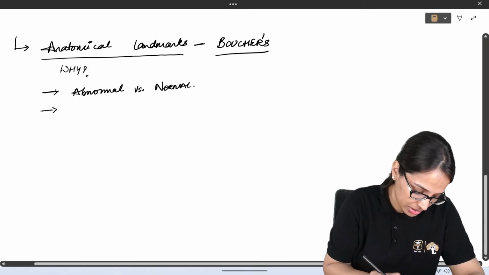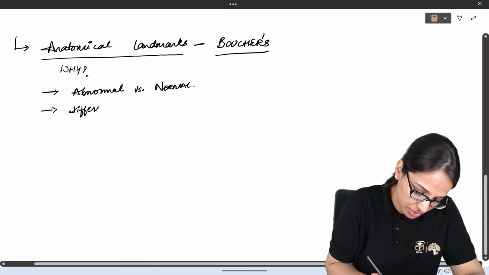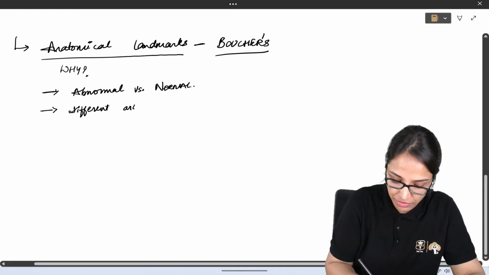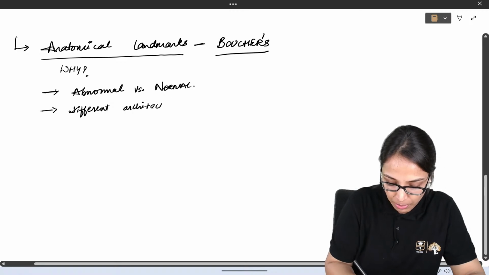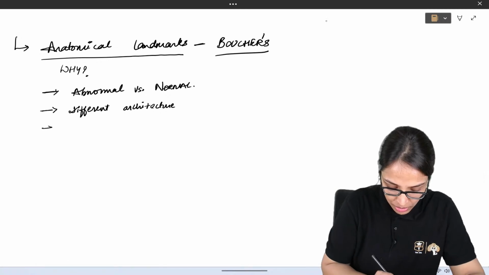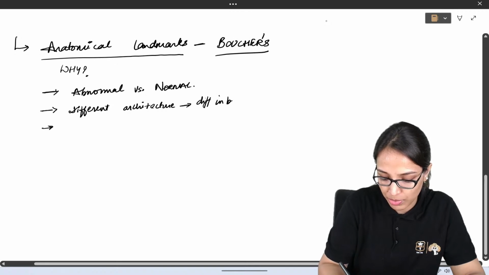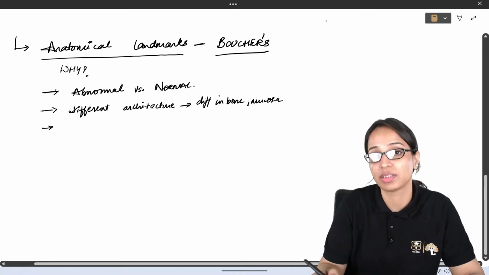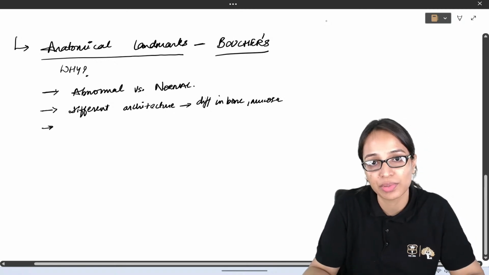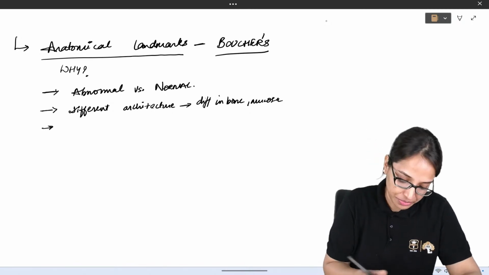Second important reason is to study the different architecture of structures present in the mouth. If you notice, there are various supporting, limiting, relieving structures present in the mouth. All of them have different architecture because they are made of difference in bone as well as mucosa. Somewhere you will find non-keratinized mucosa, somewhere you will find keratinized mucosa. So we need to understand the difference between all of them.